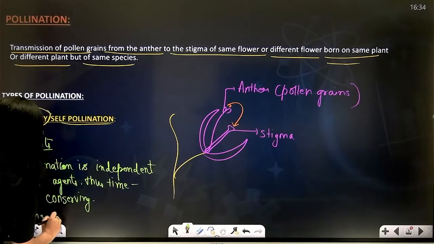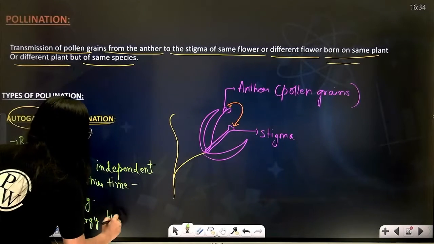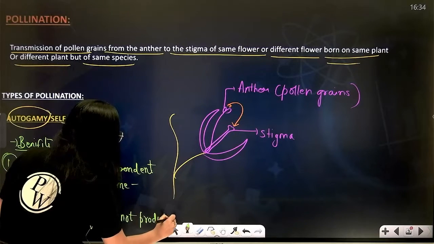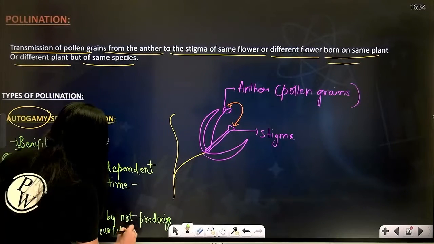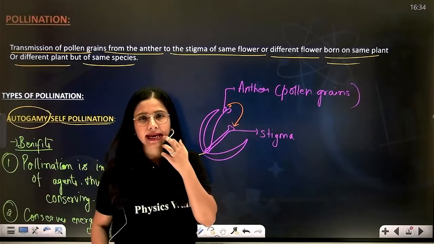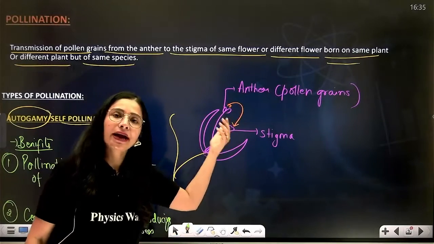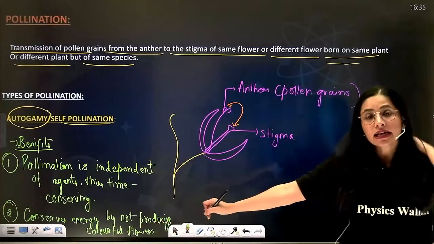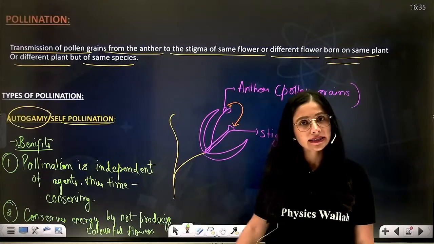How does it conserve energy? By not producing colorful flowers. The flowers need not be brightly colored or scented in order to attract insects for pollination. It is doing it by itself and hence there is no trouble. Full energy is getting conserved over here. I hope both the benefits of self-pollination are clear.